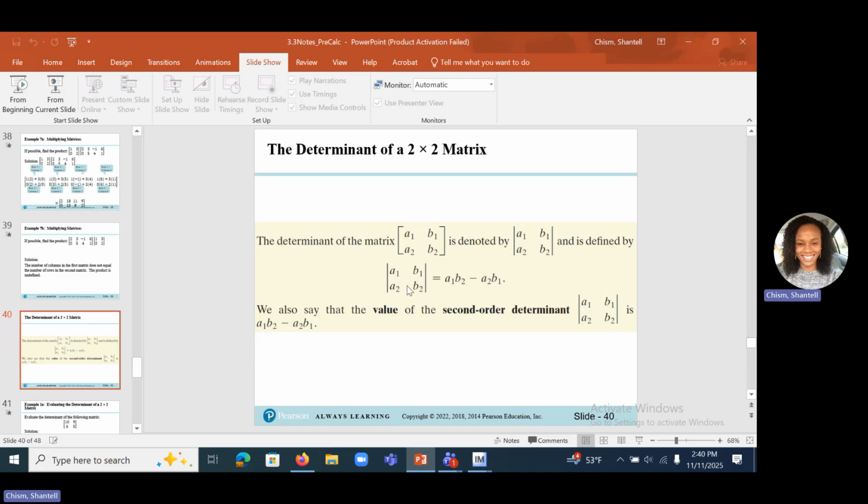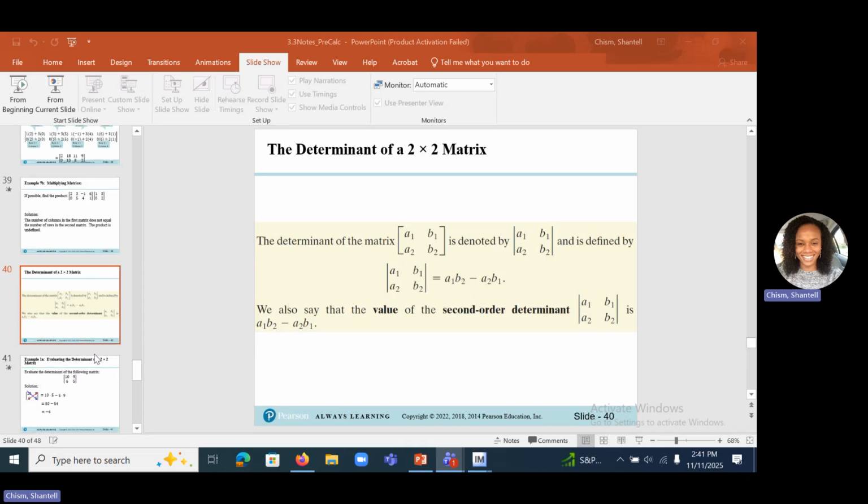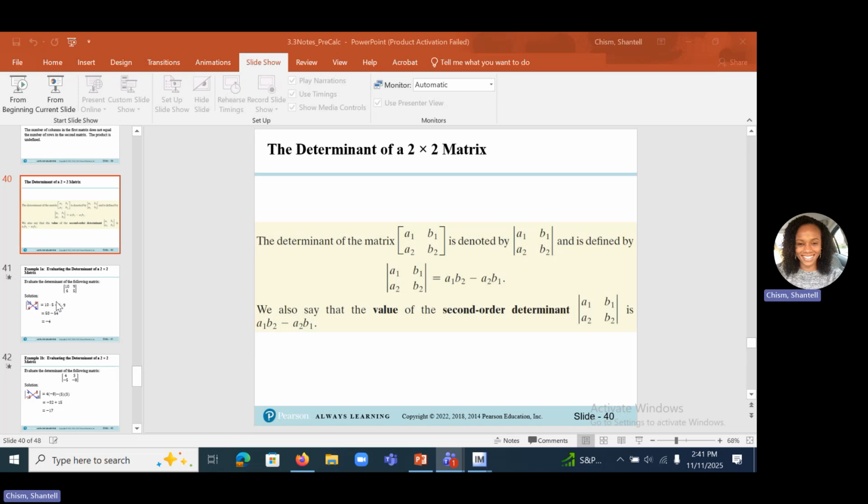basically their cross products, the differences between their cross products. We also say that the value of the second order determinant is simply A1 times B2 minus A2 times B1. It can be said to be the value of the second order determinant. It's called a second order when it's a 2 by 2 here. Again, the calculator can find this for you, but a 2 by 2 is actually pretty easy to find. It's just the cross products and then the difference between them. When it gets a bit bigger, then that's where you may want to let the calculator do it for you.